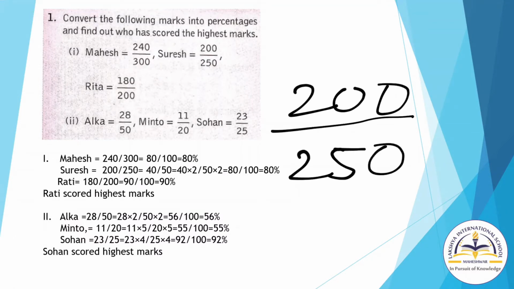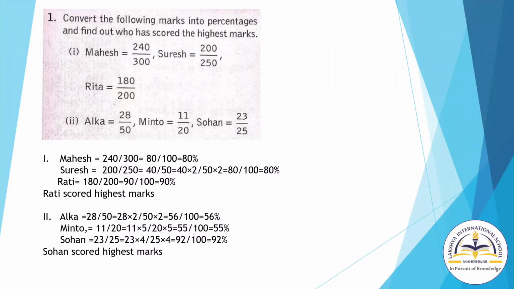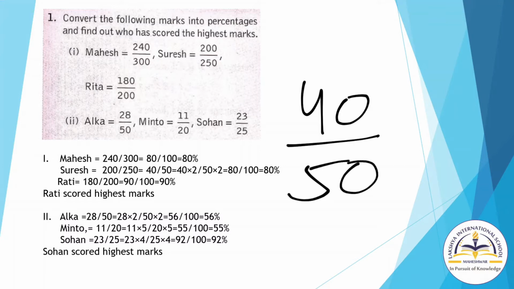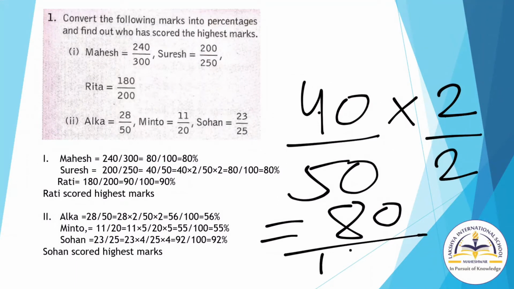Now Suresh scored 200 by 250. Now we can cut them by the table of 5. 40 by 50, because 5 4s are 20 and 5 5s are 25. Now 40 by 50, for making it easy, you can multiply numerator and denominator with 2. So you will get 2 4s are 8, so 80 by 100, 2 5s are 10. So now Suresh also scored 80%.